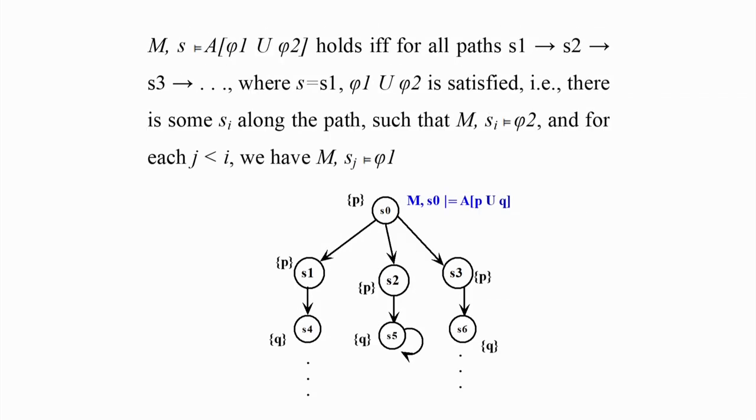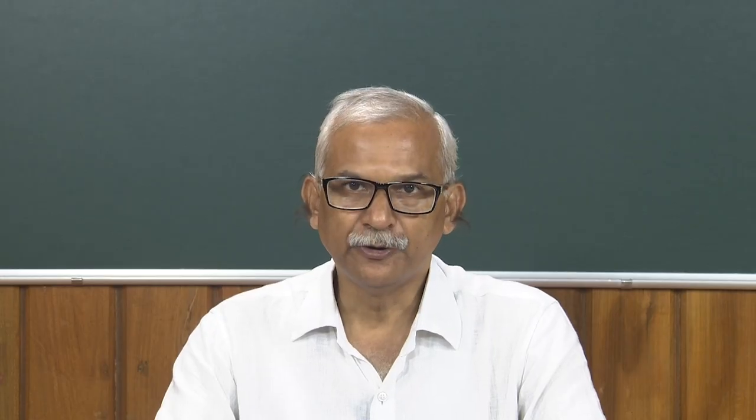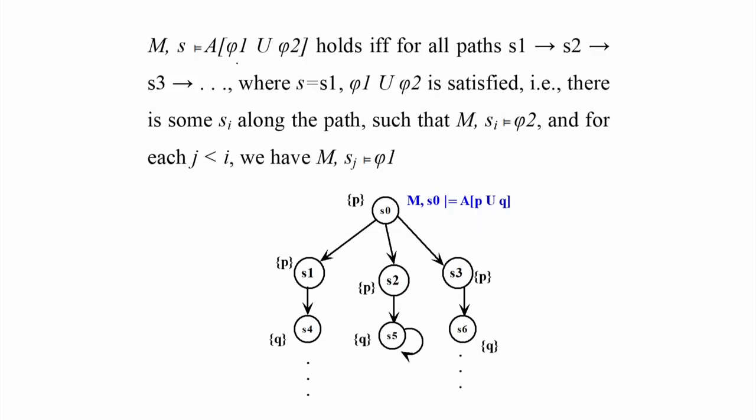So, the next operator is the until operator. I have already mentioned that it is a binary operator. So, A phi 1 until phi 2. Again, in all paths phi 1 remains true until phi 2 becomes true. So, that is why it says that you consider all possible paths S 1, S 2, S 3 like that, where S is equal to S 1, that means the starting state is S 1. In all such paths phi 1 until phi 2 is satisfied. Now, we are going to consider all the possible paths and in all possible paths phi 1 until phi 2 is satisfied.